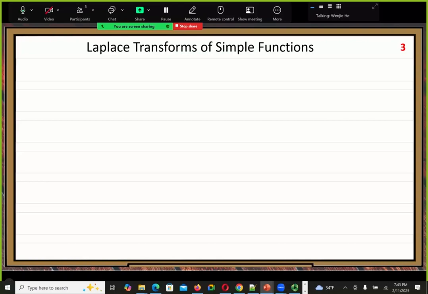Then, the Laplace transforms of simple functions. The basic formulas.